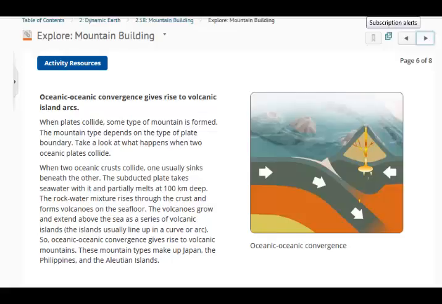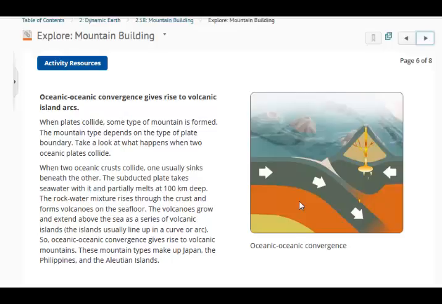We talked about continental convergence. What if both of the plates are oceanic? For example, the Indian Ocean plate plus the Pacific Ocean plate. What happens there? That is where we get island chains, kind of like the Japanese island chain if it's at a plate boundary. So when plates collide, some type of mountain is formed.